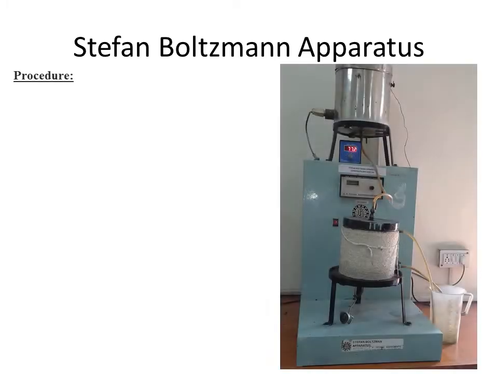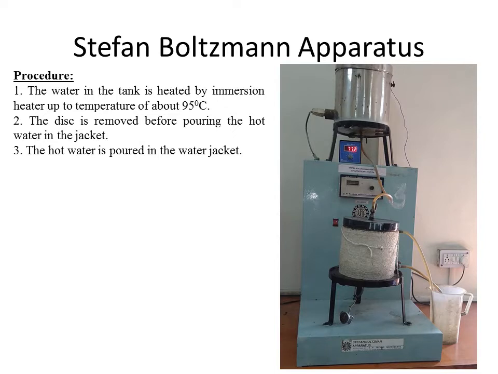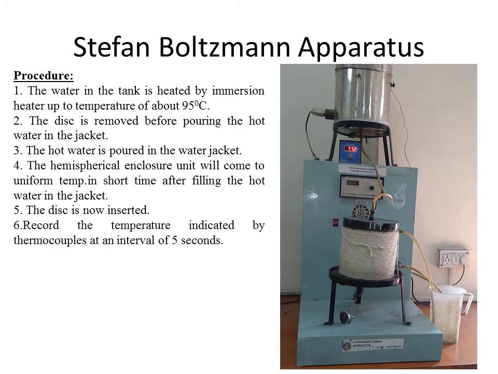Procedure: the water in the tank is heated by the immersion heater up to a temperature of about 95 degrees Celsius. The disc is removed before pouring the hot water in the jacket. The hot water is poured in the water jacket. The hemispherical enclosure unit will come to uniform temperature in a short time after filling the hot water in the jacket. The disc is now inserted. Record the temperature indicated by the thermocouple at an interval of 5 seconds.